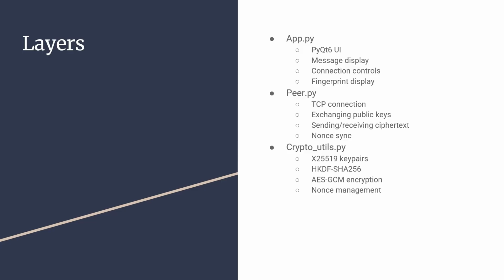This modular architecture gives the application structure and clarity. Each module focuses on one responsibility, which simplifies debugging, improves readability, and makes the system easier to extend. In the next section, we'll take a deeper dive into how the cryptography actually works behind the scenes.